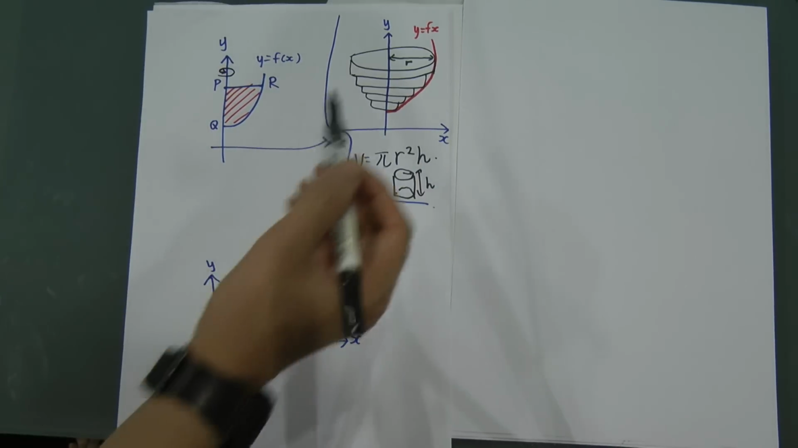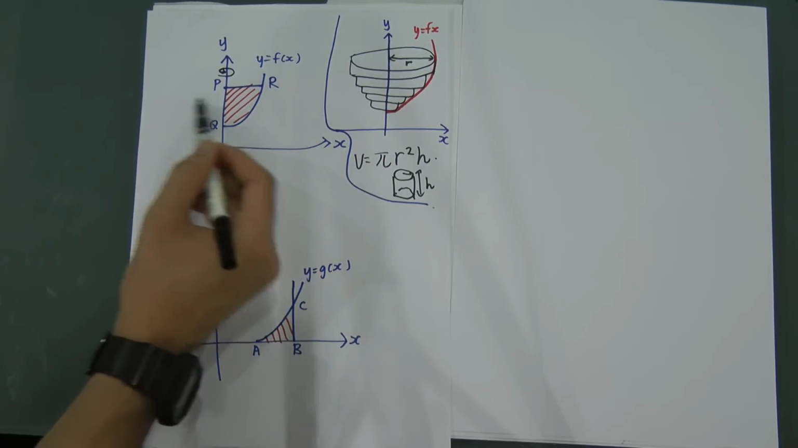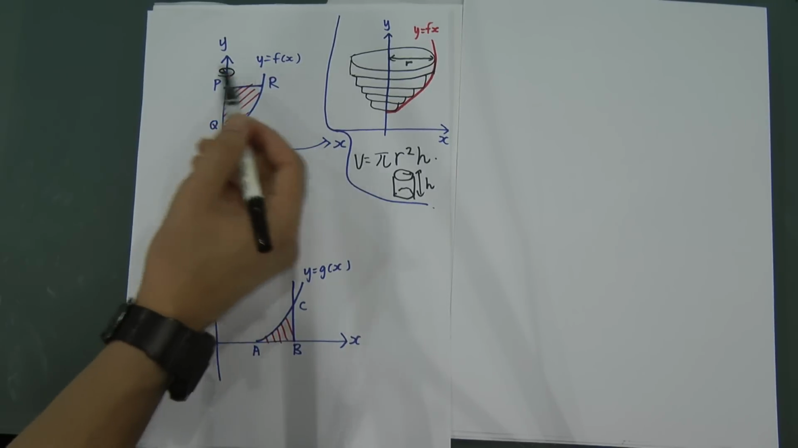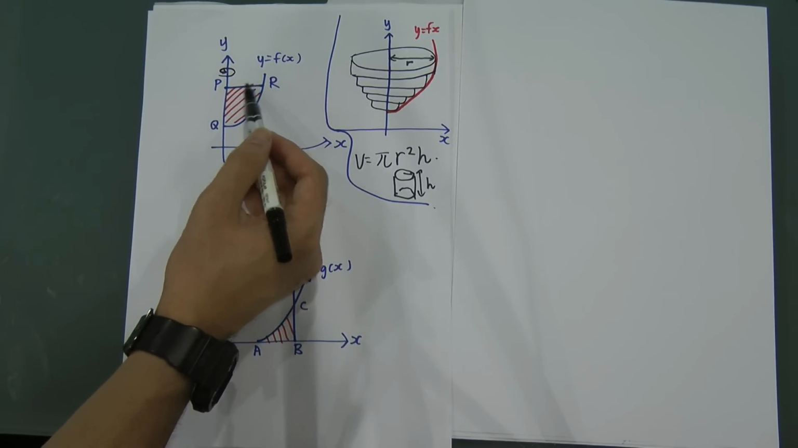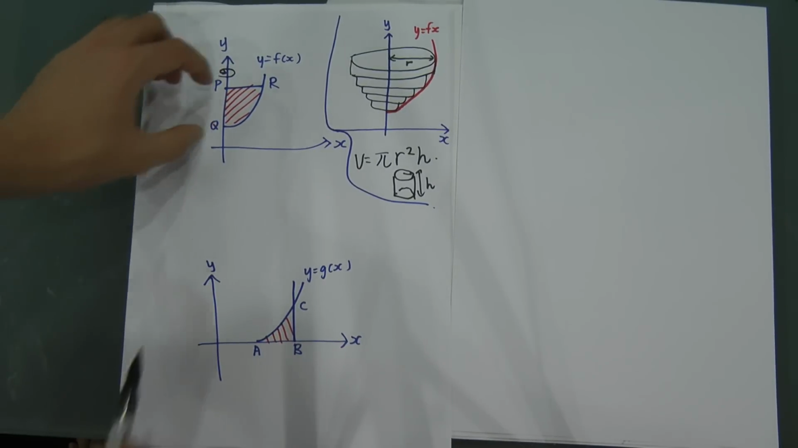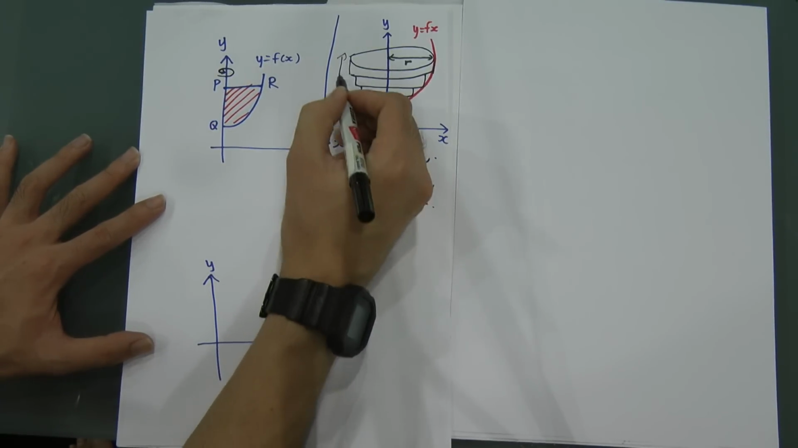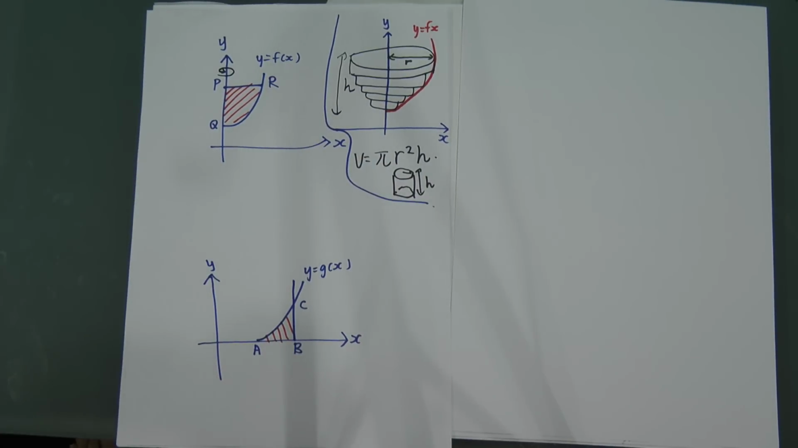So from here you will see the r actually is here, meaning this one is the r, because after he rotates you will see a circle, so this one actually will become the r. Okay, and then this one will become the height of the cylinder. From here to here is the height of the cylinder.